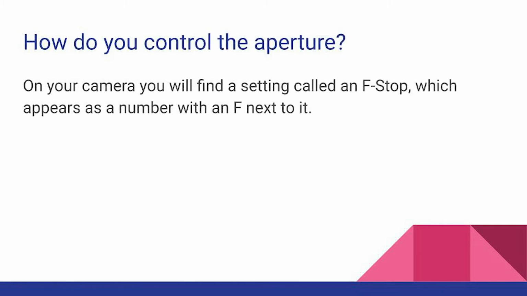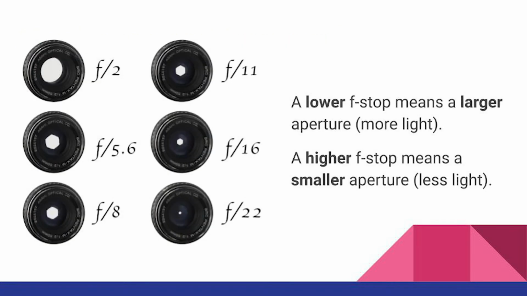How do you control the aperture? On your camera, you'll find a setting called the f-stop, which appears as a number with an F next to it. An f-stop is a unit of measurement for the size of an aperture, like how an inch or a foot measures length. Look at the relationship between the aperture size and the f-stop number in the picture on the left. This is where things get a little bit confusing.